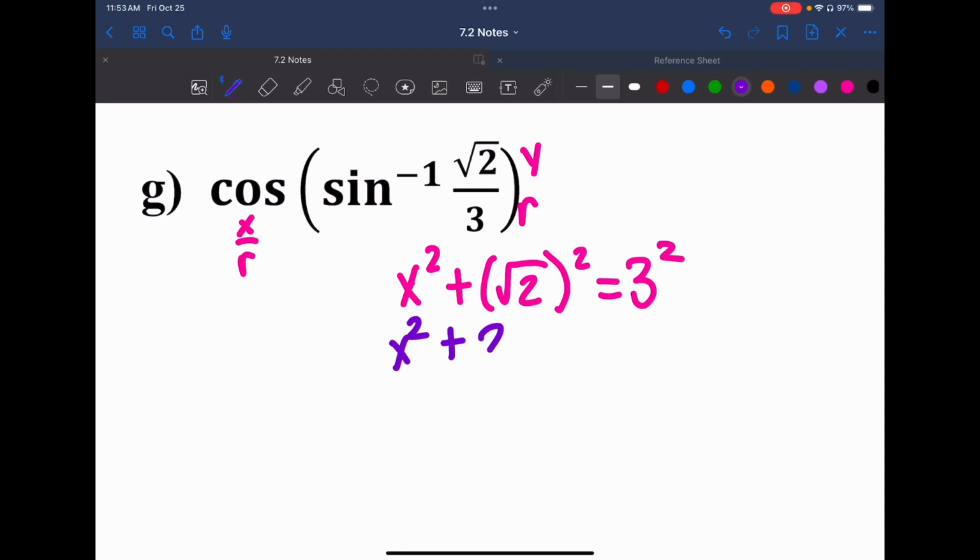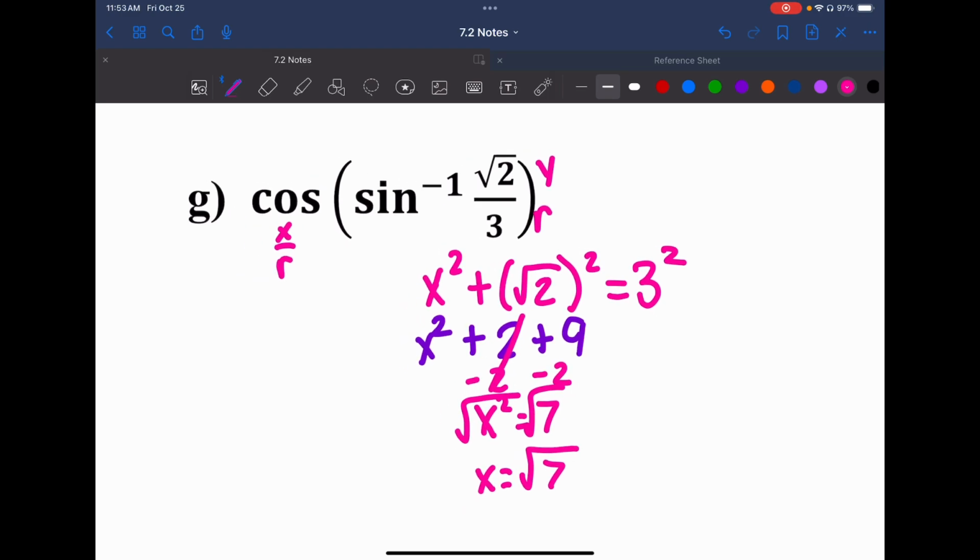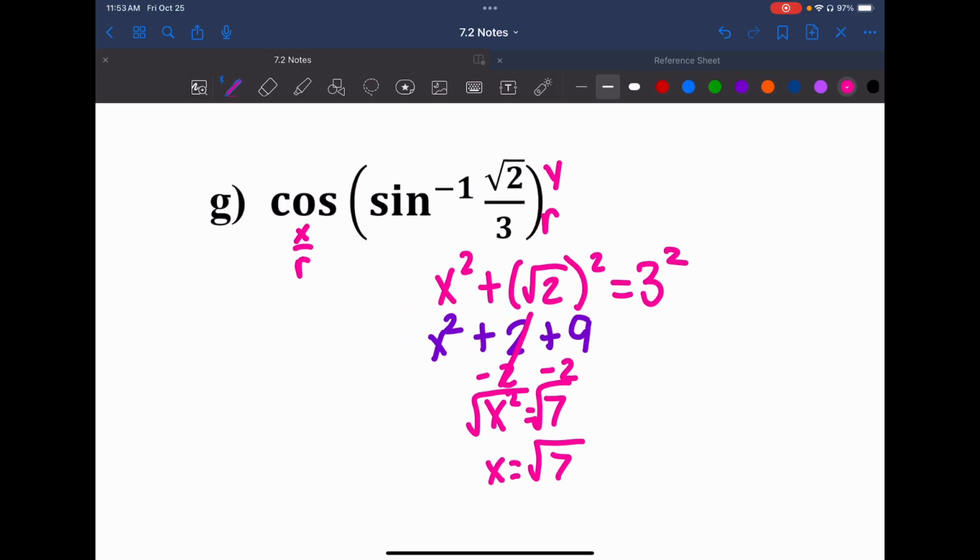Square root of 2 squared is just 2. 3 squared is 9. Subtract 2, we get 7. So when I take the square root of that, we're just going to leave it as square root of 7. It does not simplify. So over here with cosine, square root of 7 over 3. That does not reduce. That is my answer.